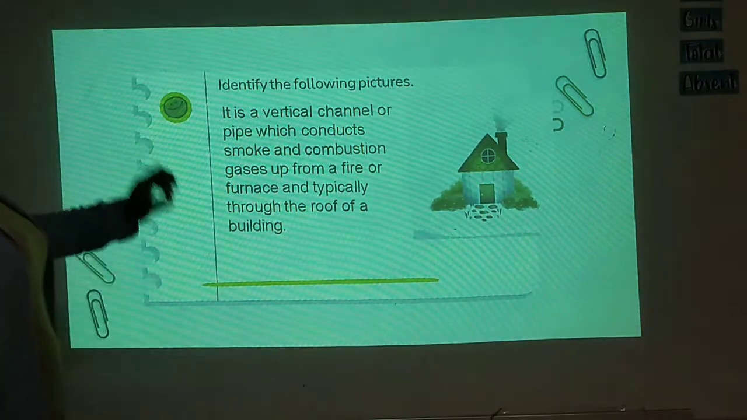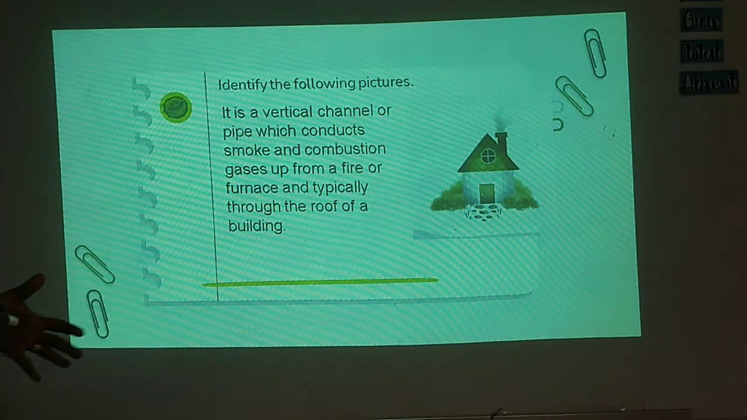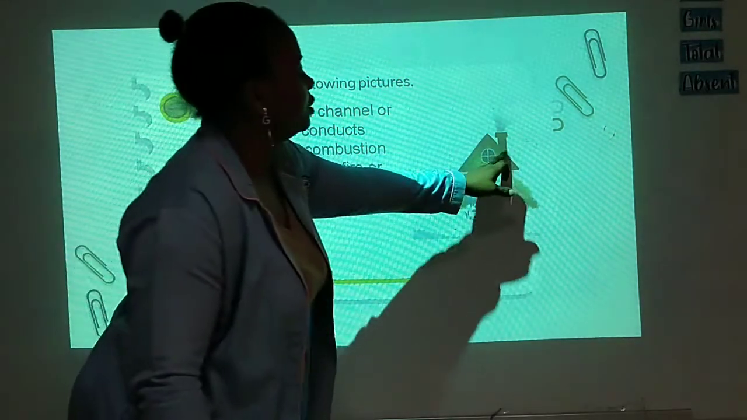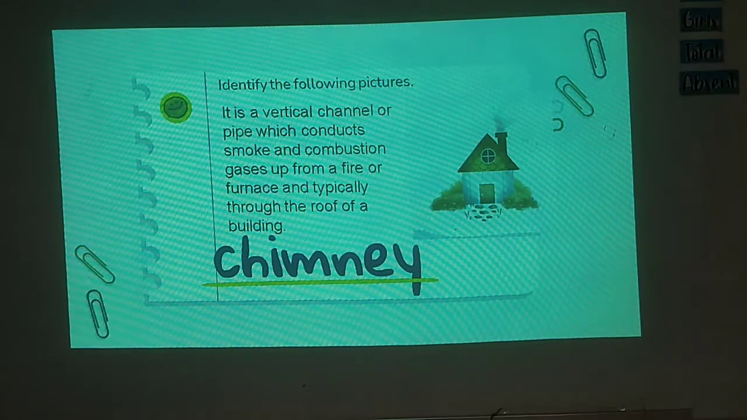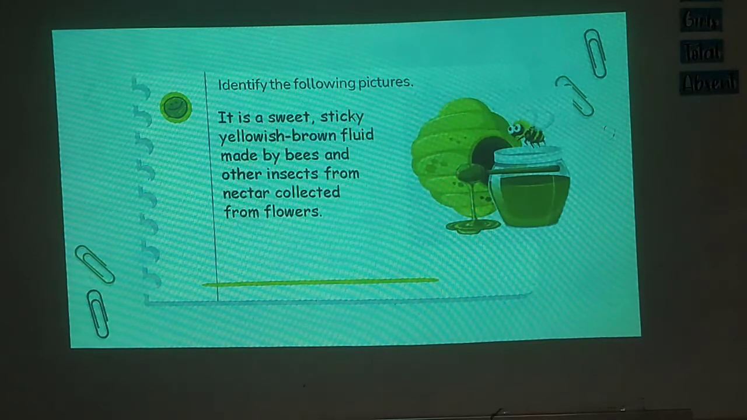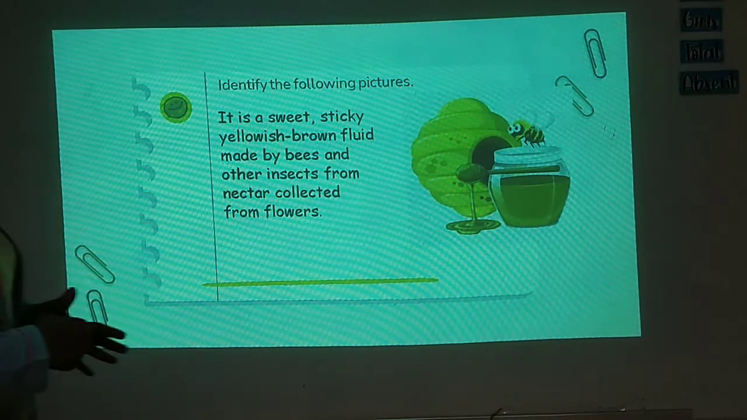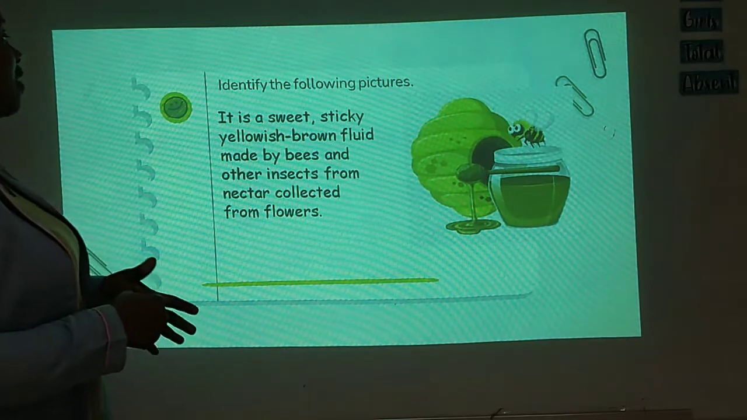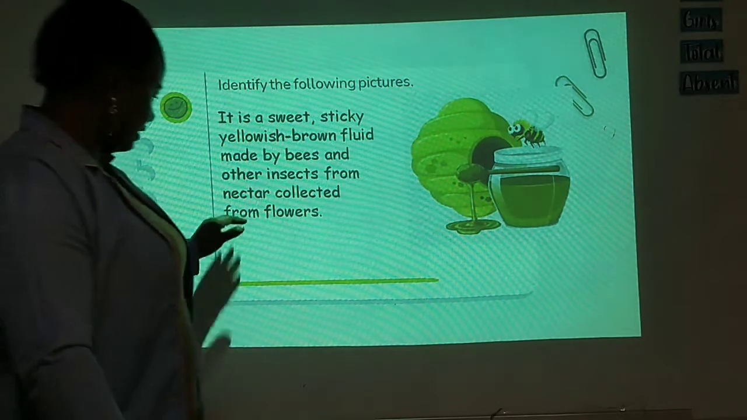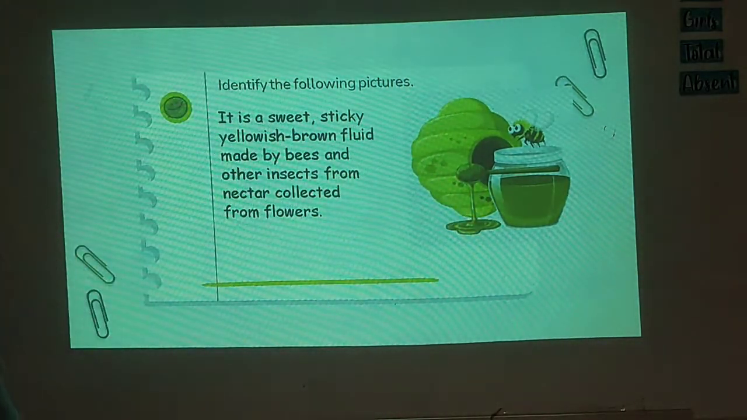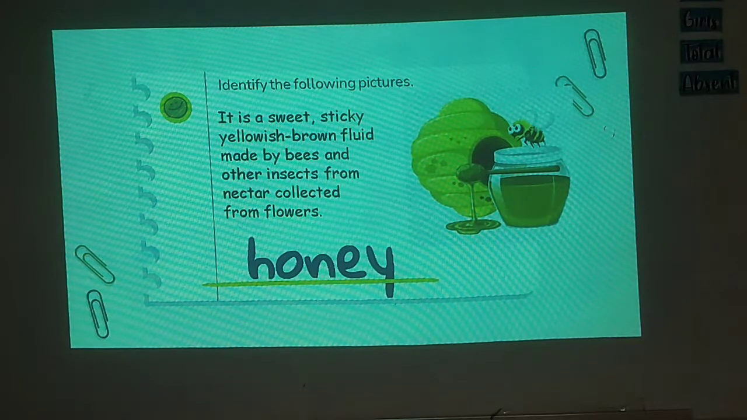But before then, you say it is a vertical channel or pipe which conducts smoke and combustion gases up from a fire or furnace, and typically through the roof of a building, so the smoke gushes out. This is what? This is chimney. Here, we say it is sweet, sticky, yellowish-brown fluid made by bees and other insects from nectar collected from flowers. So we call it what? Your guess should be as right as mine. Honey. So this is honey.